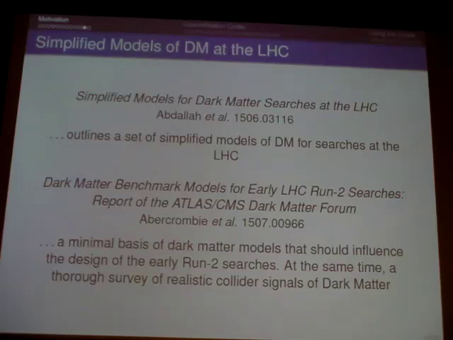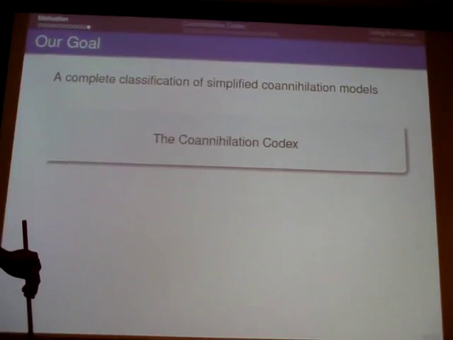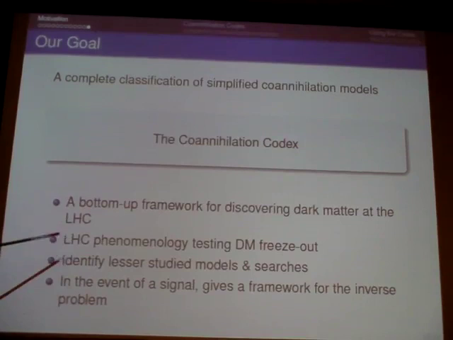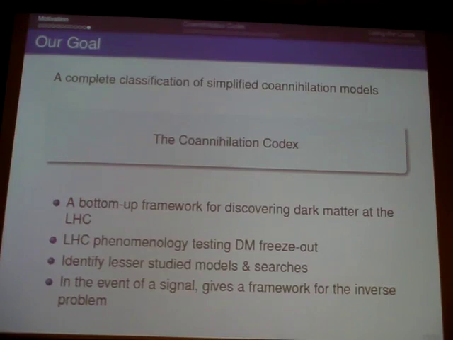Right, so our goal in this project was to provide a complete classification of simplified models of coannihilating dark matter, which we called the Coannihilation Codex. This is a bottom-up framework aimed at discovering dark matter at the LHC. A lot of the LHC phenomenology we're going to talk about explicitly tests the dark matter freeze-out mechanism, this coannihilation mechanism. With this classification, it will allow us to identify lesser studied models and LHC searches. And then in the event of a signal, which we hope is coming soon, this can give a framework for the inverse problem.